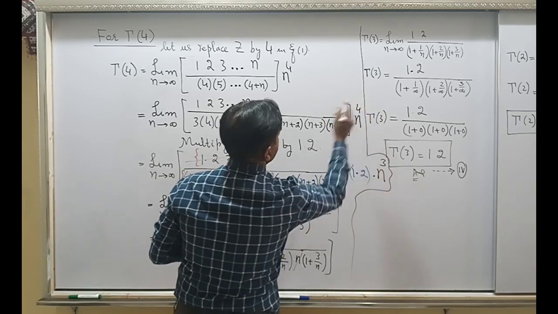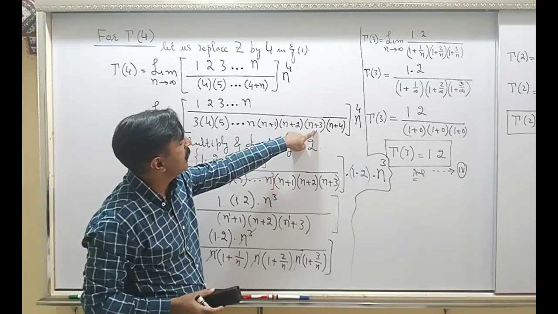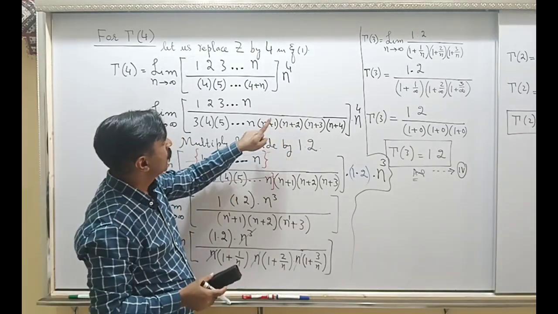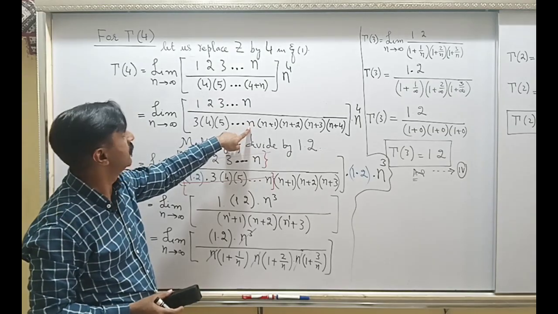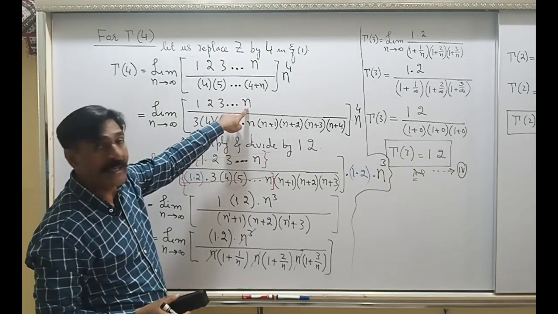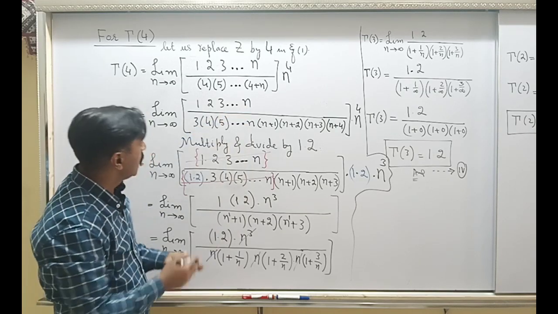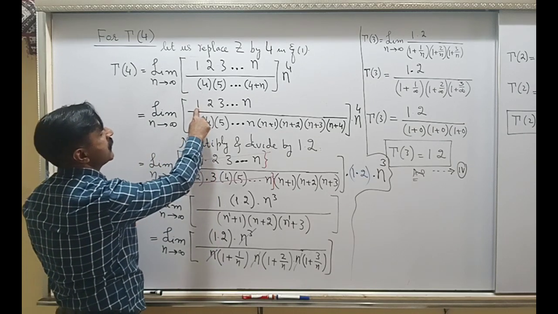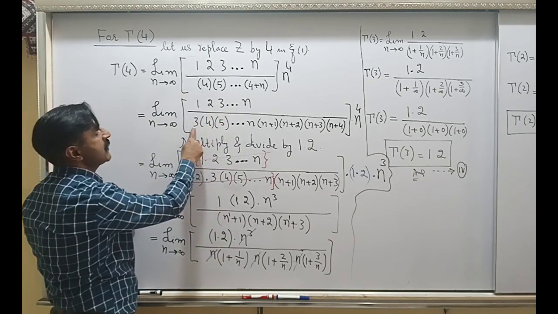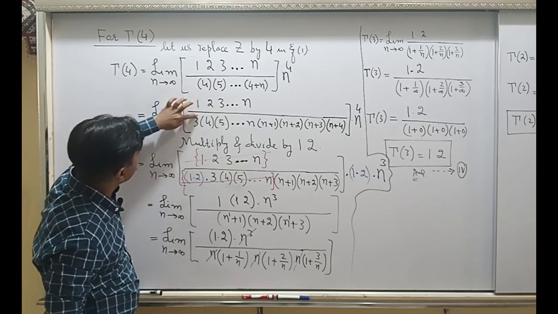N to the power 4. Look, n plus 4, 1 less n plus 3, 1 less n plus 2, 1 less n plus 1, and 1 less is n. You have reached n as required for the numerator. Now these factors start from 1, 2, 3, but these start from 4, 5.